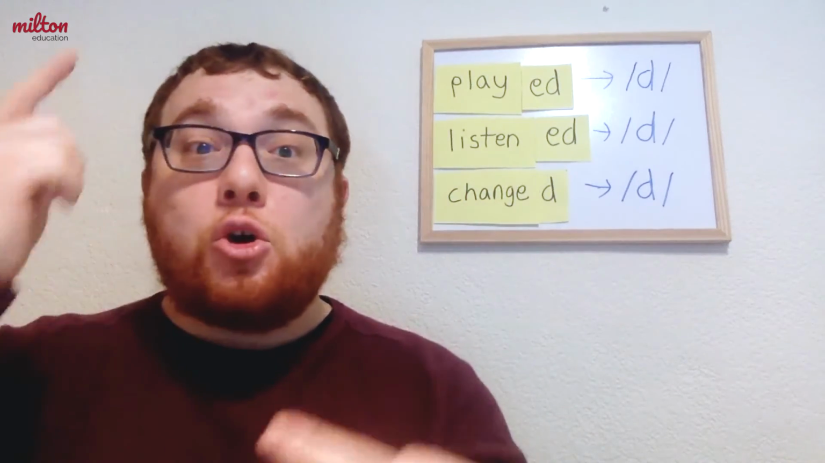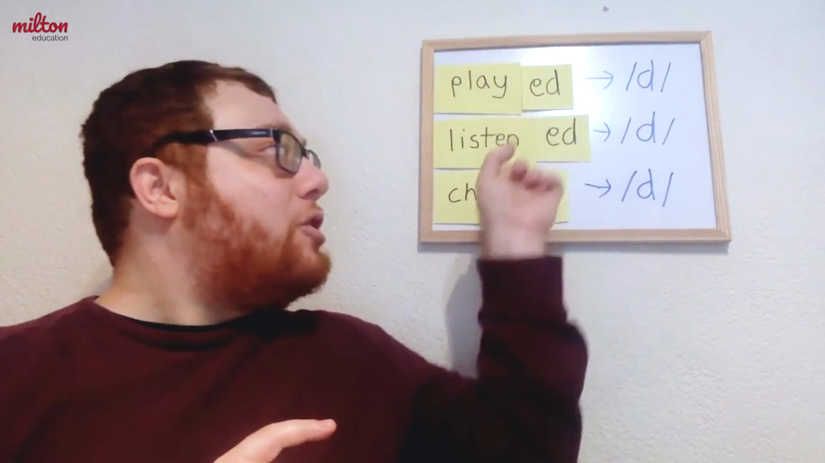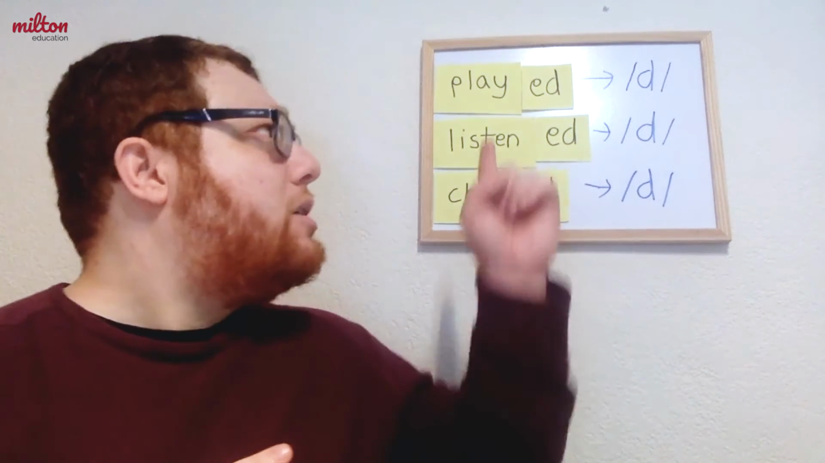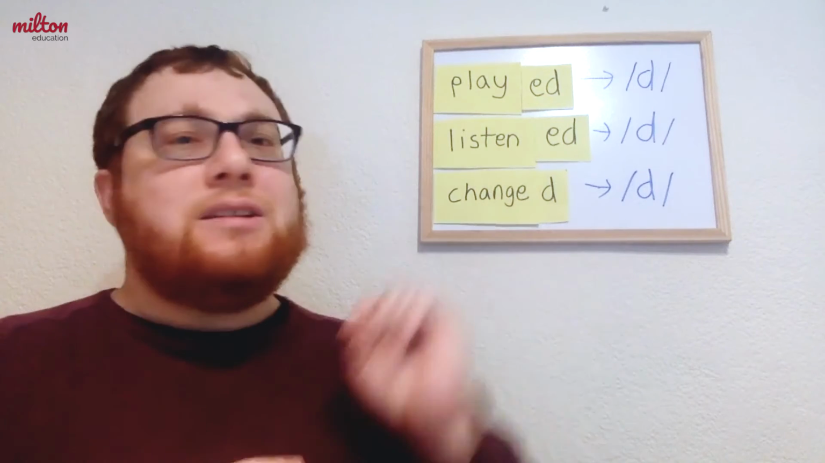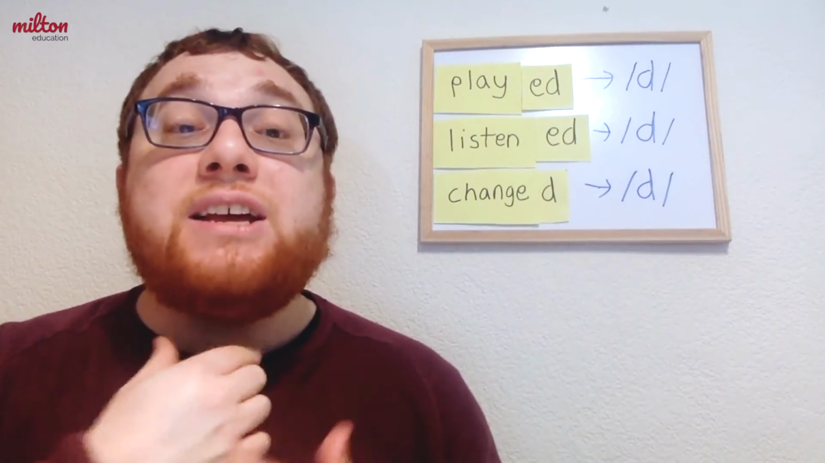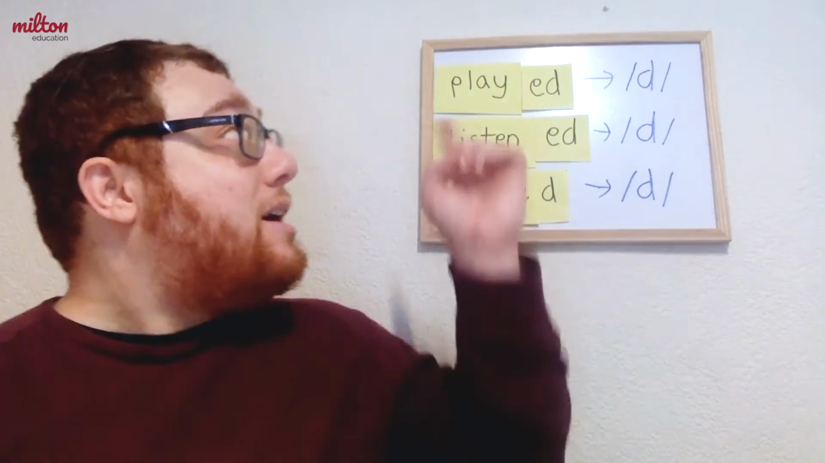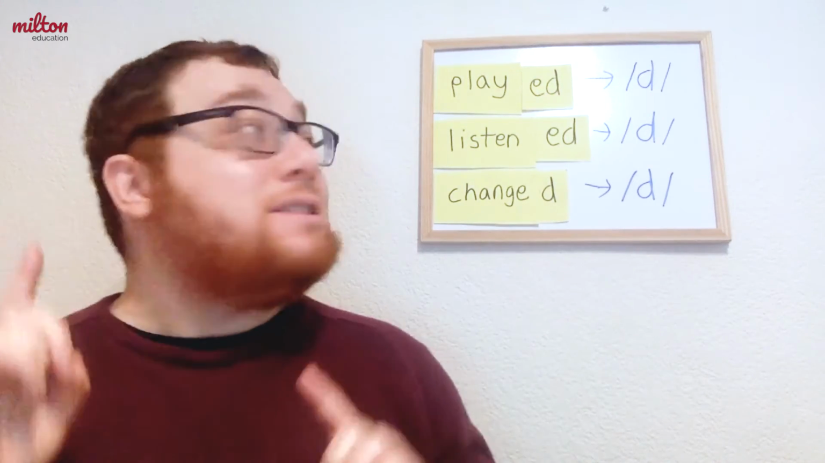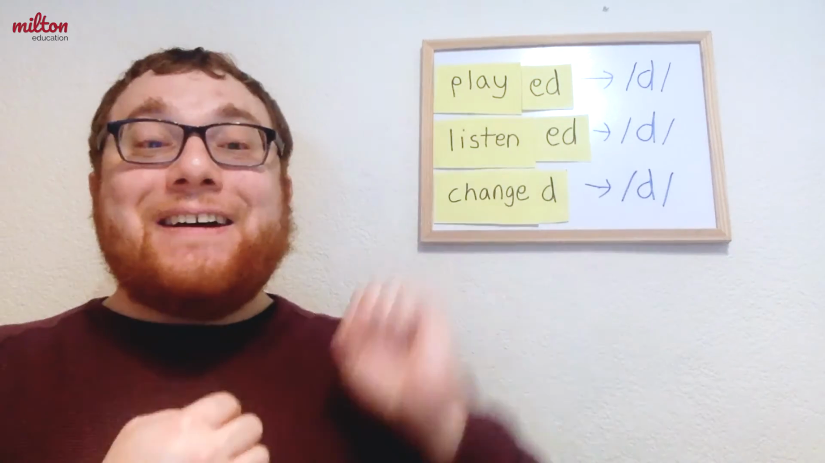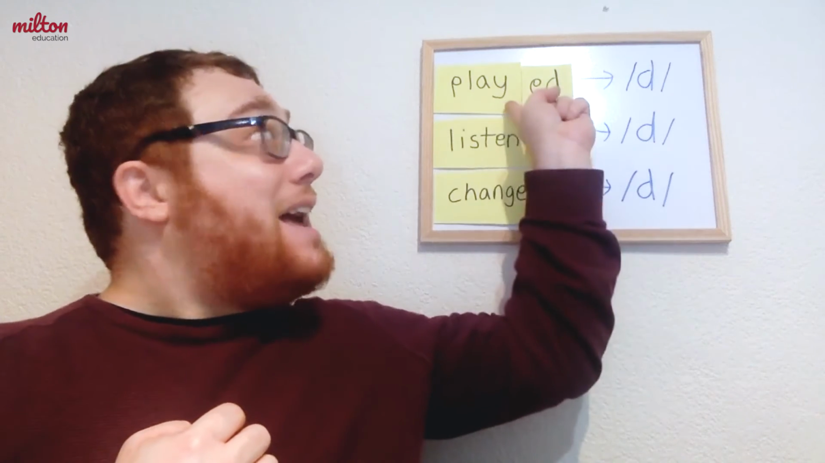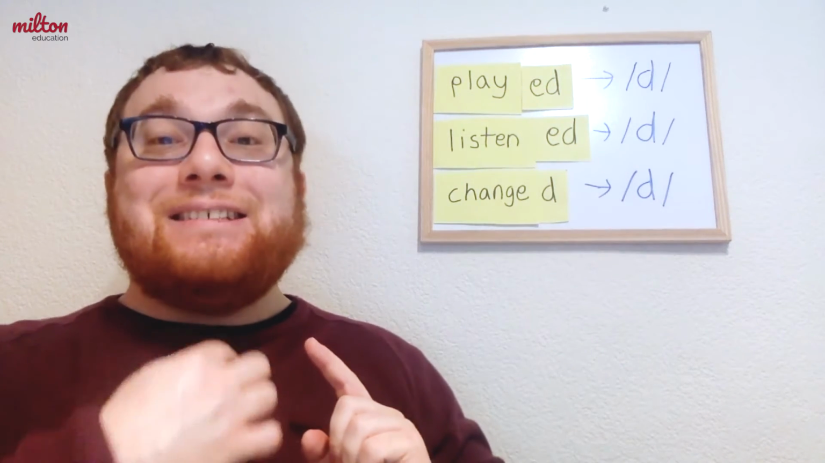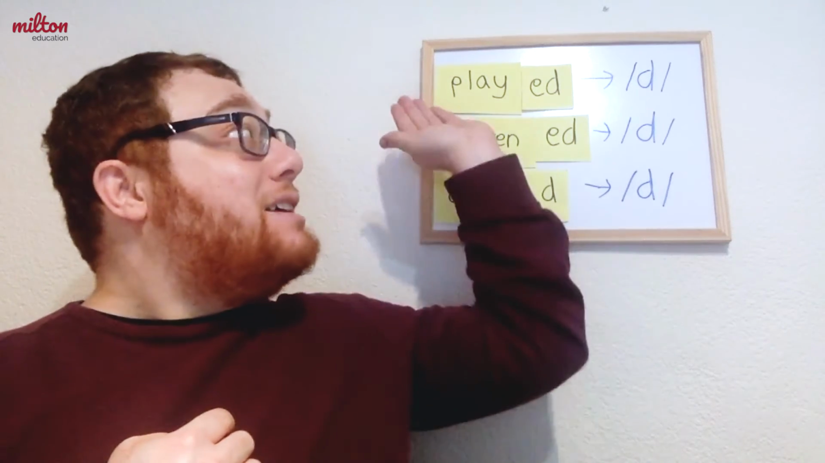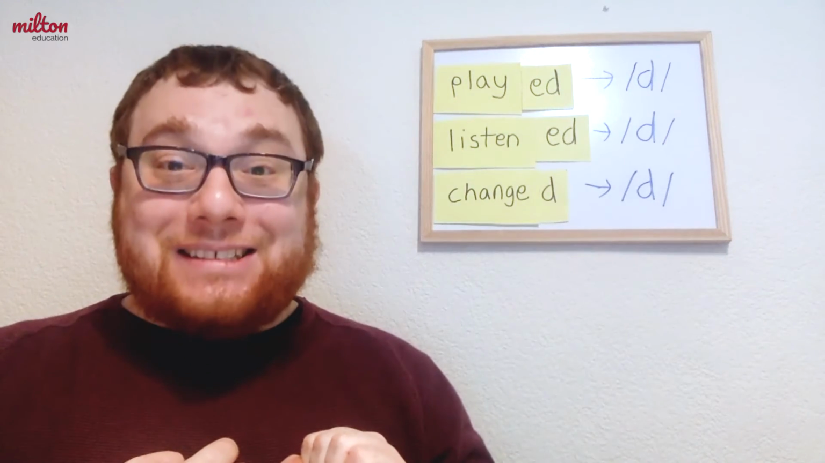Well, we have to go back to the present verb, and we have to look and listen to the final sound. If the final sound is a voiced sound, then this verb in the past will have a D sound at the end. The final sound in play is a Y sound. So, play in the present is played in the past.